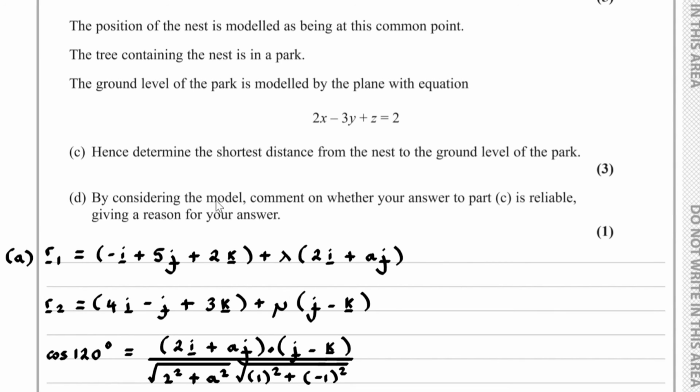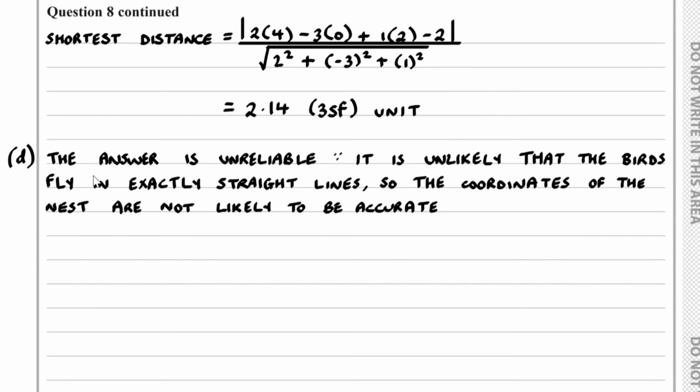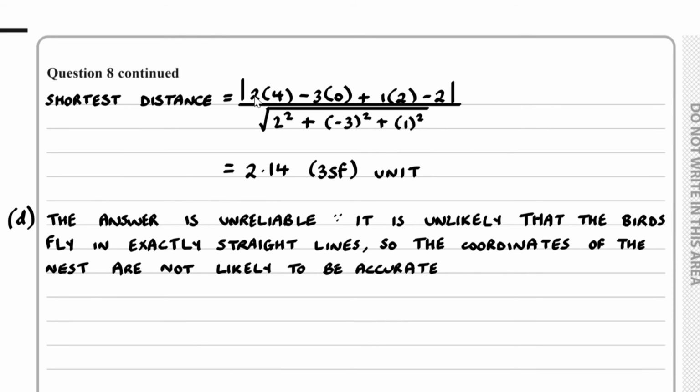Now, for part D, by considering the model, we have to comment on whether our answer to part C is reliable, giving a reason for your answer. Well, the answer is unreliable because it's unlikely that the birds fly in exactly straight lines, so the coordinates of the nest are not likely to be accurate, which means this shortest distance is not likely to be accurate.